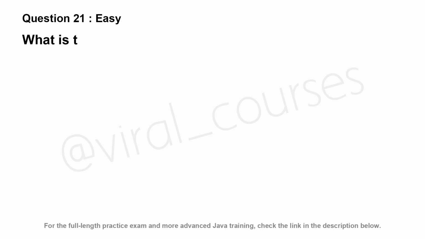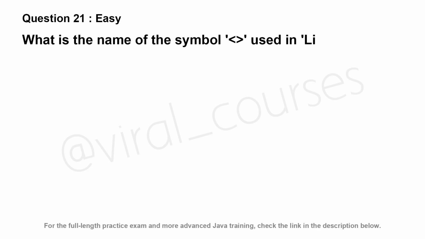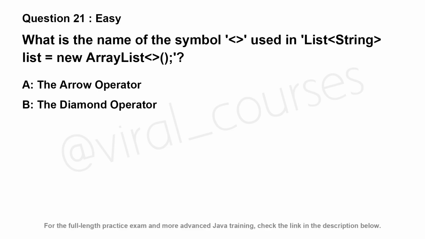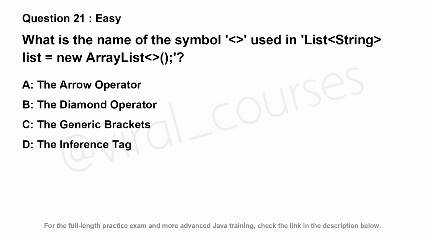What is the name of the symbol <> used in List<String> list = new ArrayList<>()? Option A, the arrow operator. Option B, the diamond operator. Option C, the generic brackets. Option D, the inference tag.